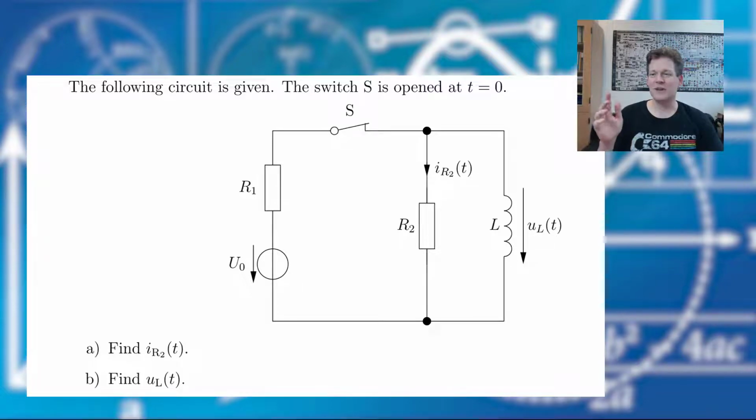In this task we have a circuit with an inductor in it and a switch. And this switch is opened at the moment t equals 0. And we are asked for the time function of the current through the resistor R2, and we are asked for the voltage drop at the inductor. Okay, let's go.